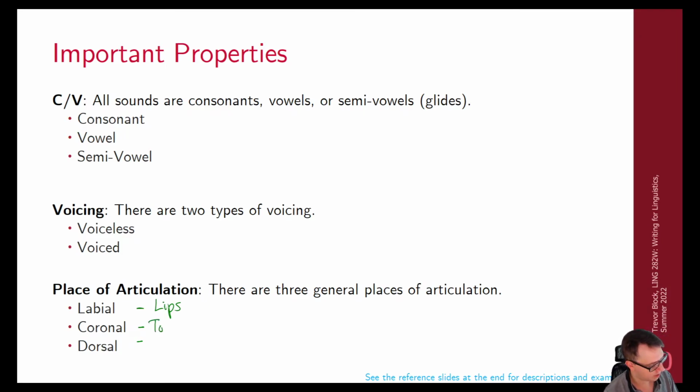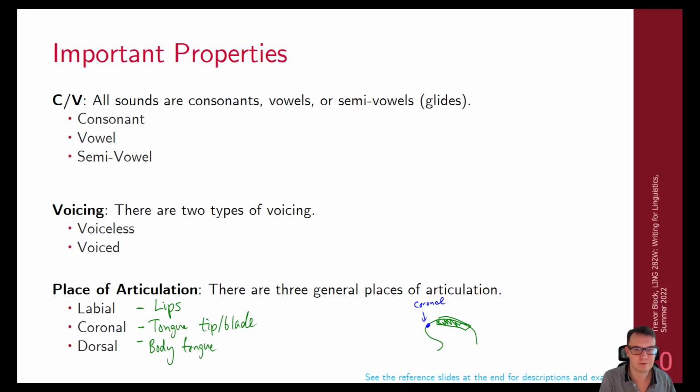Coronal sounds are made with the tongue tip or the tongue blade. So really, if we were to draw a tongue here, it would be made with this part of the tongue. So these would be coronal sounds. So things like alveolars, or even post-alveolars or palatal alveolars, like sh and ch. Dorsal is basically made with the tongue body. So this would be anything really around this point. So in this case, we would have velar sounds like k and g, which are clearly made further back in the tongue than something like t. So a full list is in the reference slide at the back.